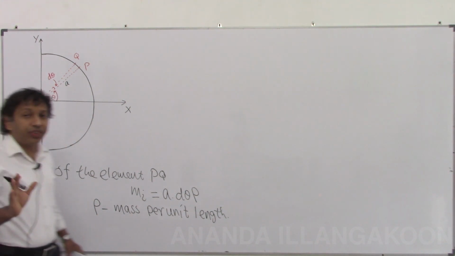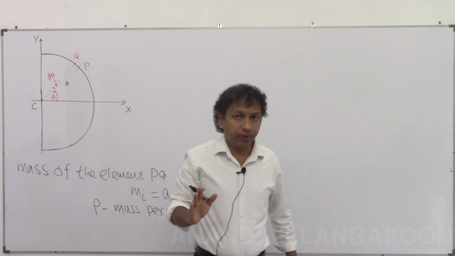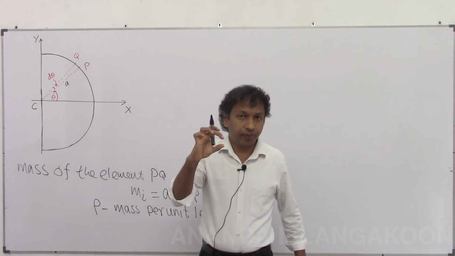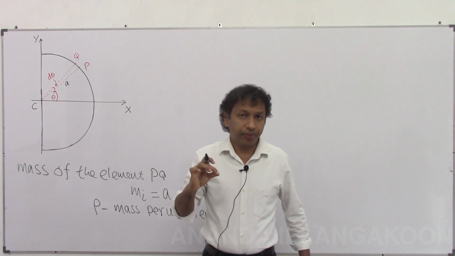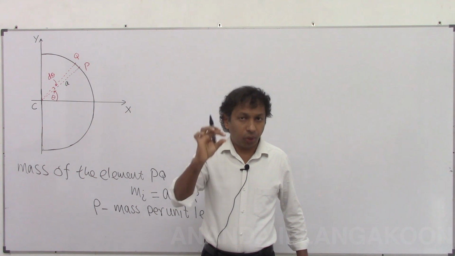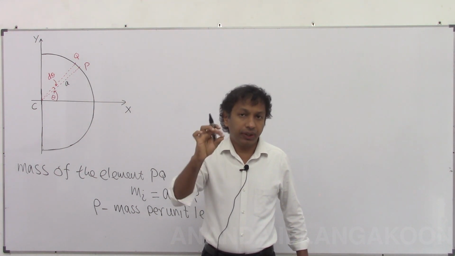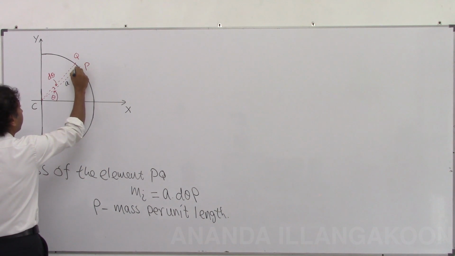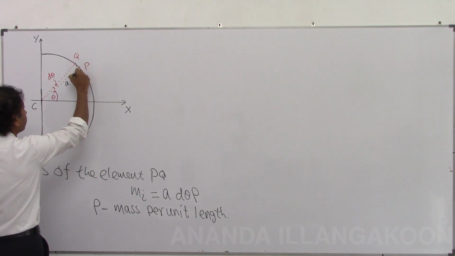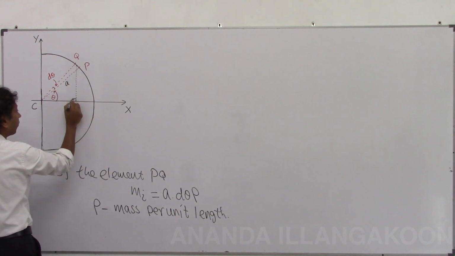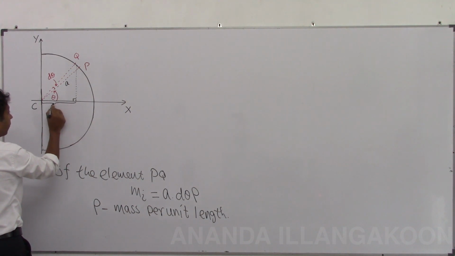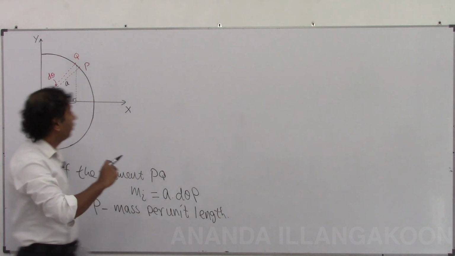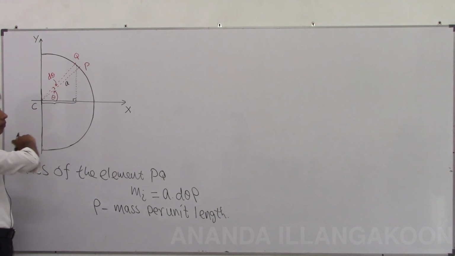Next, the distance of the center of gravity of this PQ element from the y axis. Remember these two points P and Q are very close points, almost the same. Then this PQ element is like a point, and its center of gravity lies at the point. So the perpendicular distance from the y axis is this length. Draw a perpendicular from here. This length is from the y axis to the center of gravity of the PQ element. This small angle d theta we can neglect, and then this is a cos theta.